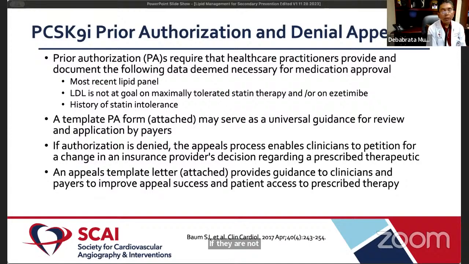I'll share with you a template form that was published in Clinical Cardiology on how to get pre-authorization. If authorization is denied, the appeals process enables clinicians to petition change in insurance provider's decision. And I'll share with you also an appeals letter template.